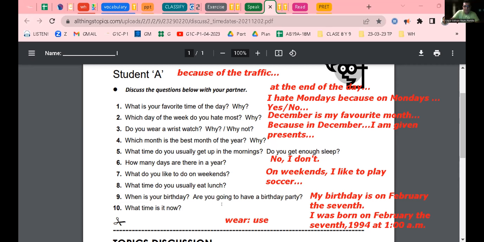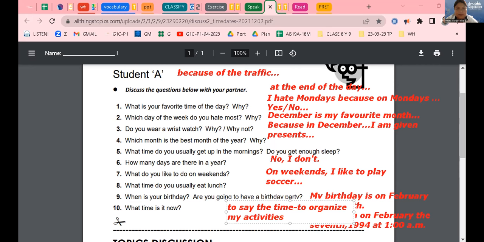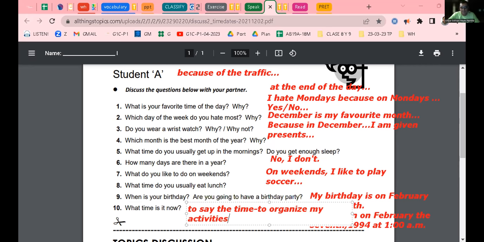Yes. Okay. Why? Do you know how to say the time in English? To say the time, to organize. To organize my life. To organize my activities. So why is this important, using a wristwatch? Because you have to organize your activities, because you need to know when things are going to happen, or when you want to specify something about time. No queremos decir cuando va a pasar algún evento, o simplemente para organizarnos.